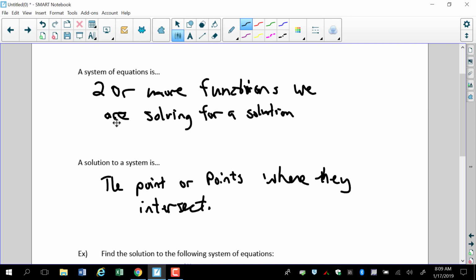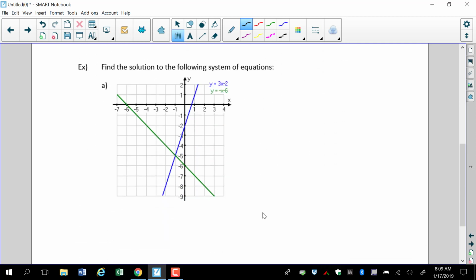With 2 or more functions, we are solving for a solution. That's what we're looking for when we have a system of equations. Now I'll cross out the "or more." We're going to be doing just 2 equations, or 2 functions. The solution is where they intersect. So if you look at something like this, let's say you want to know, well, what's the solution to this system? Well, it's going to be (-1, -5).